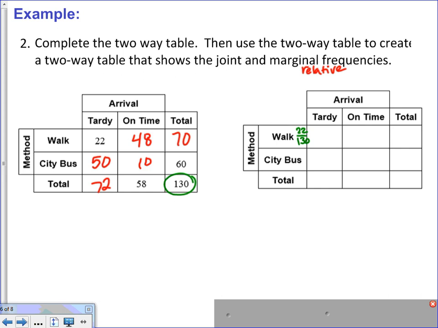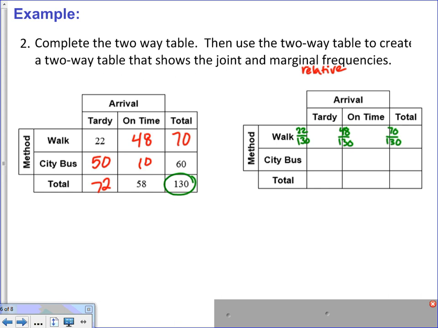Now, I would say most of the time when you create this relative frequency table, you'll just put in the decimals. I'm going to write out the fractions for the top row just so we know where the numbers came from, but then I'm just going to fill in the decimal value of them. So for on-time walkers, I would do 48 out of 130. And for total walkers, I would do 70 out of 130. And I could do that for all the rows. 50 out of 130, 10 out of 130, 60 out of 130. 72 out of 130, 58 out of 130, 130 out of 130.